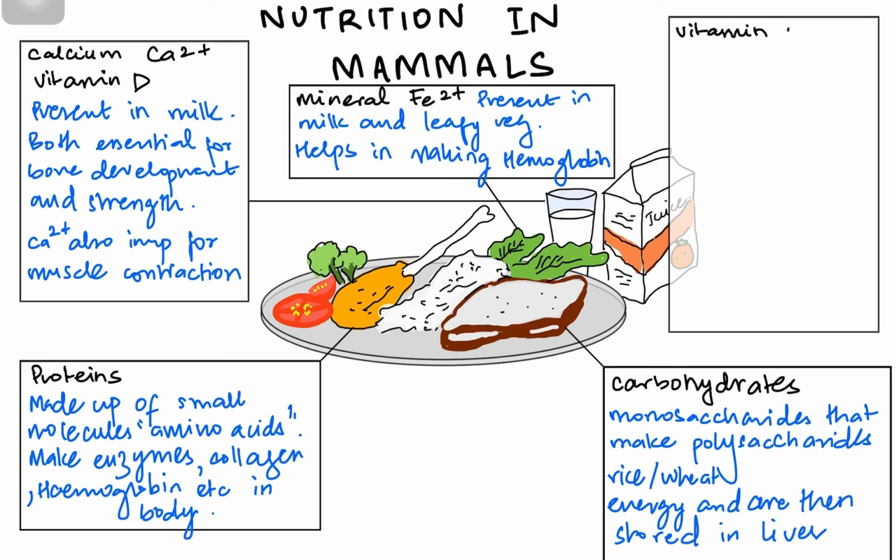Another vitamin we need is vitamin C, which is known as ascorbic acid. Vitamin C is a water-soluble vitamin. It's present in citrus fruits like oranges, like lemon.